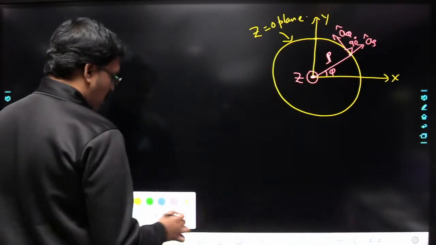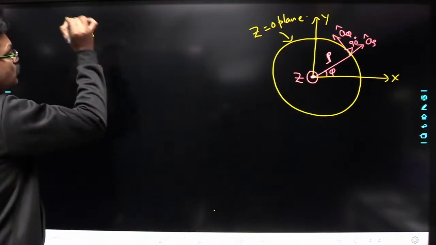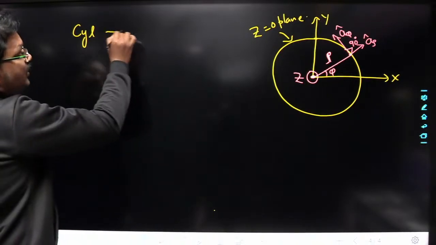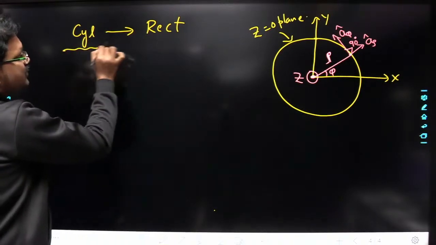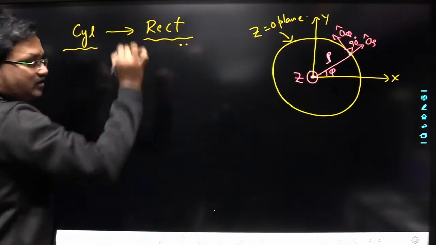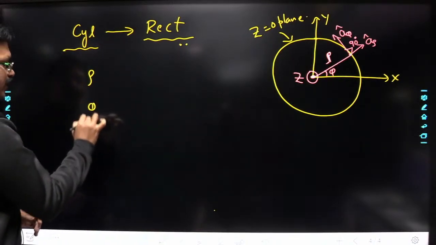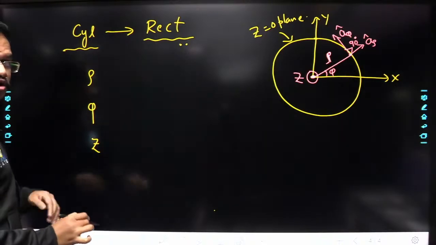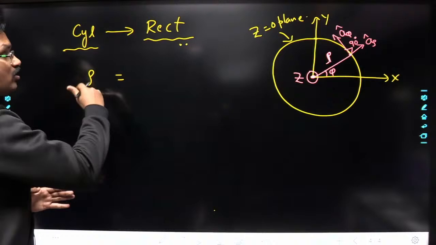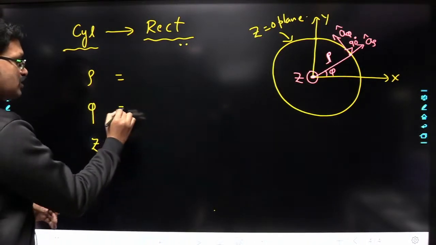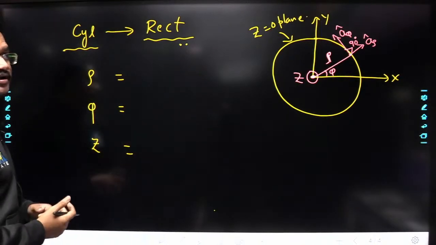Now we will see how to represent the cylindrical coordinates in terms of rectangular coordinates. So what are the cylindrical coordinates we are having here? Rho, phi and z. Yes or no? So we are trying to represent rho in terms of rectangular coordinates, and also phi in terms of rectangular coordinates, z in terms of rectangular coordinates.